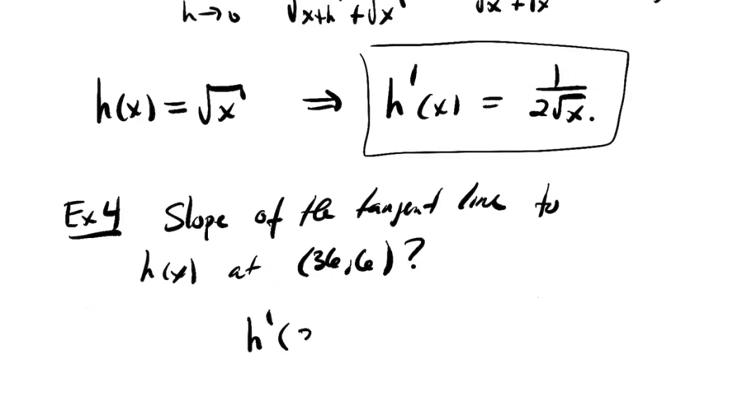H prime of 36 is 1 over 2 times the square root of 36. That's 1 over 2 times 6. That's 1 over 12. Okay, so that's kind of the benefit of having this derivative as a function. You do the work for that limit once, and then you have it in your pocket forever.